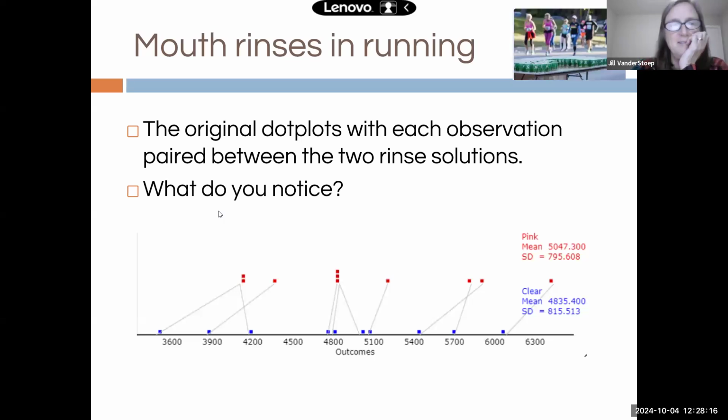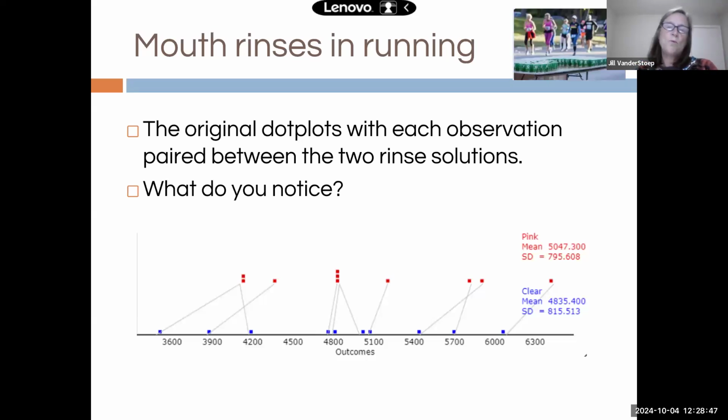Okay, good. Pairs are close together. So the same runner, some of my students don't even know that there's pairing here, but yeah, it is being shown here. There are pairs. So the clear people are running a little bit less distance-wise than the pink. Pink is to the right of the clear. I like that. Yep, mostly smaller in clear.